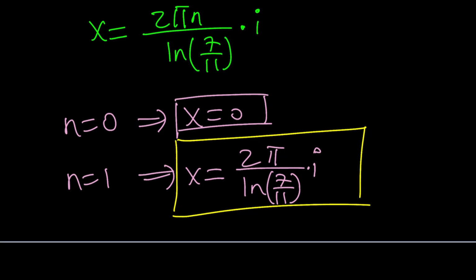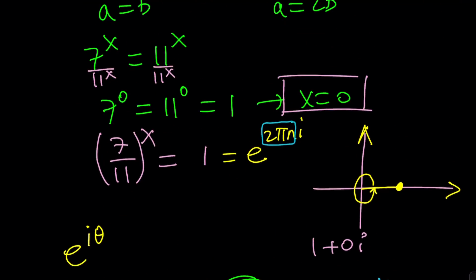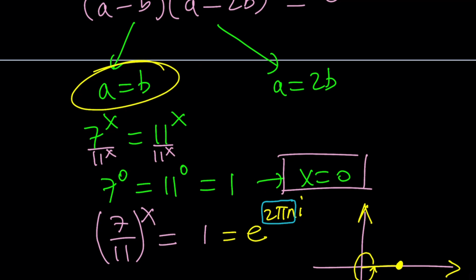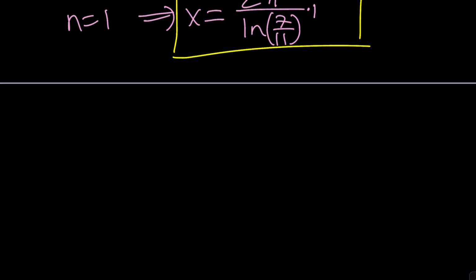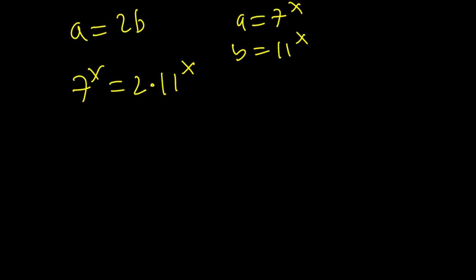So let's go ahead and take a look at the second branch, not the second method, because we only solved this one, which is a equals b. Now let's take a look at a equals 2b. And remember, a is equal to 7 to the power x, and b is equal to 11 to the power x. If you plug it in, 7 to the x equals 2 times 11 to the x. And again, we're going to isolate both sides, but this time let's just go for the complex solution, because it is going to give us the real one as a specific case.